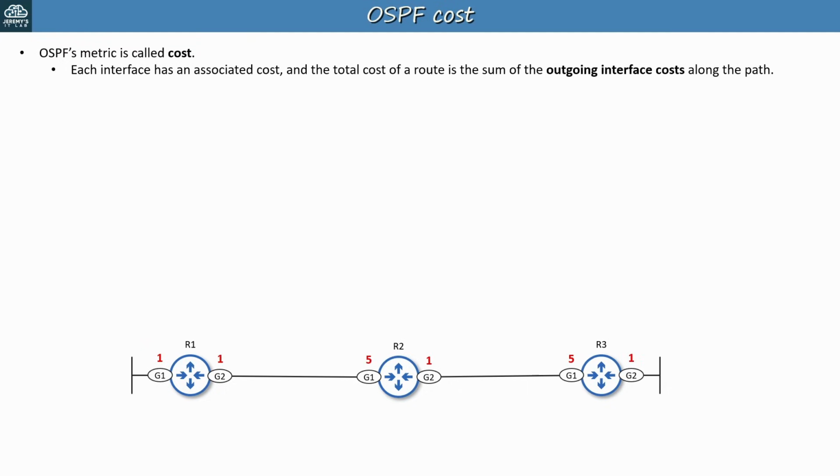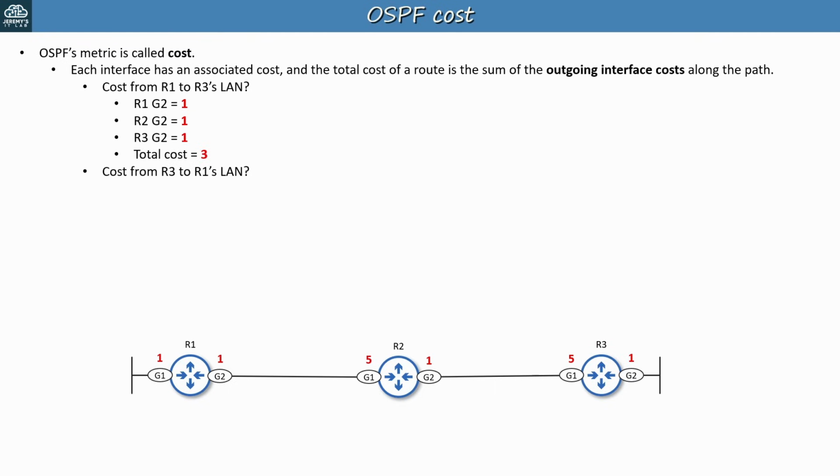Both of R1's interfaces have a cost of 1. R2 G1's cost is 5, and G2's cost is 1, and same on R3. So what is the cost from R1 to R3's LAN? Well, R1 G2's cost is 1, R2 G2's cost is 1, and R3 G2's cost is also 1. So the total cost of the route is 3.